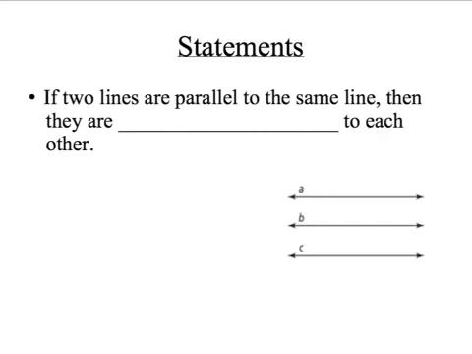It says, if two lines are parallel to the same line, then they are blank to each other. Now, in order to know what they're talking about, let's go to our example here. We have three lines, A, B, and C. So what that first statement is saying is if A is parallel to B, so let's go ahead and mark A parallel to B, and we know B is parallel to C. So now I'm going to mark B parallel to C. I'm going to put 2 marks there.